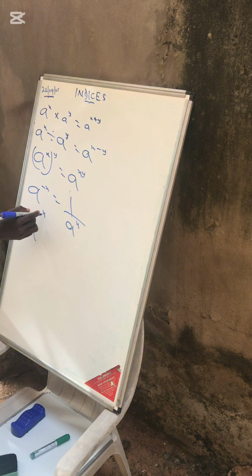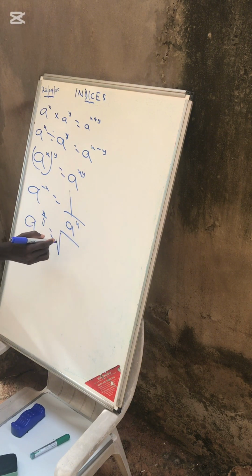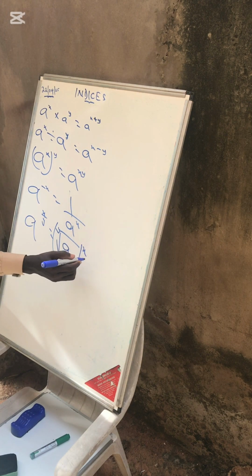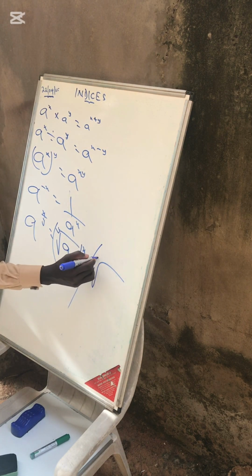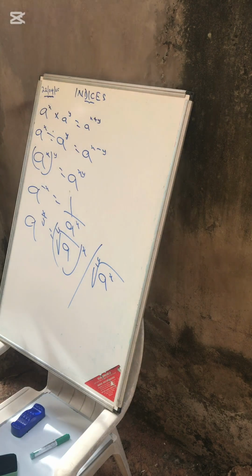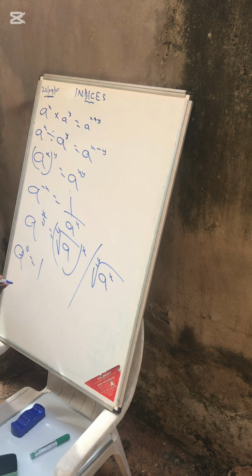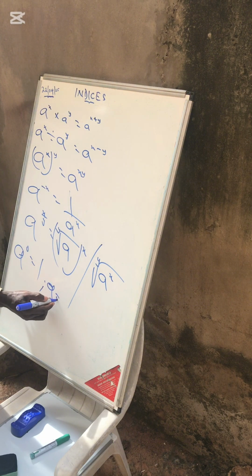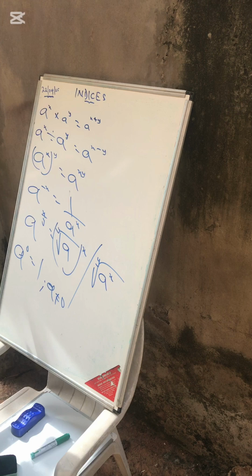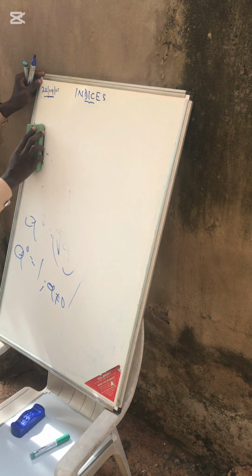A raised to power x over y: you put a root sign here and put the denominator of the power here. Y root of a, all raised to power x. Or you can write it this way: y root of a, and put the power x there under the root. Do you understand? What else? A raised to power 0 is 1. Exactly. But a must not be equal to 0. Do you understand? Are you sure? Good. So we already took some questions on that already.